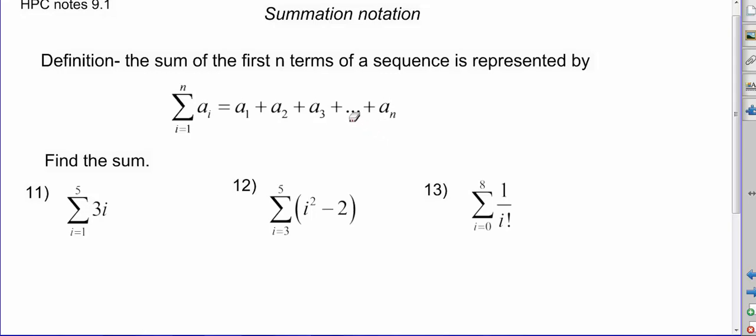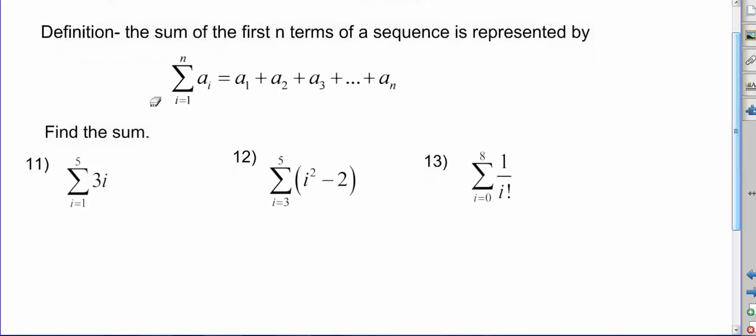So, summation notation, it's a new notation. This big E looking thing is called a sigma. When we say the summation from 1 to n of a sub i, that means you take a sub 1, a sub 2, a sub 3, all the way up to a sub n, and you add those numbers together. We're going to use this summation notation in order to evaluate, and we're going to keep it fairly simple with what we're doing today.